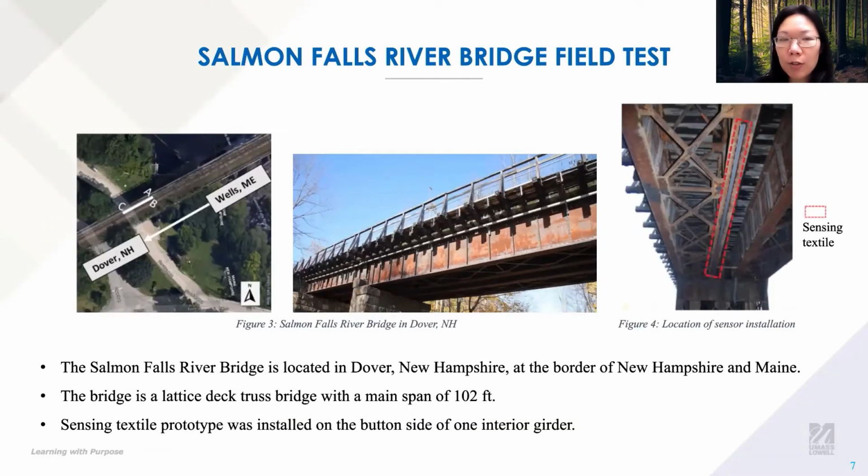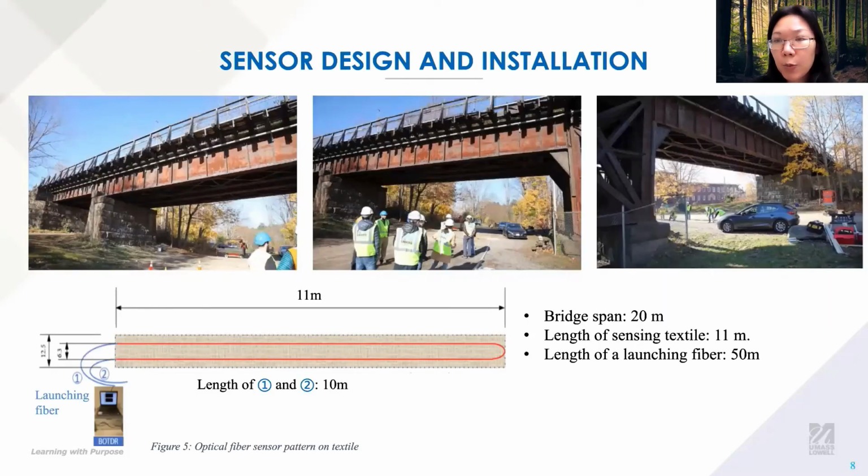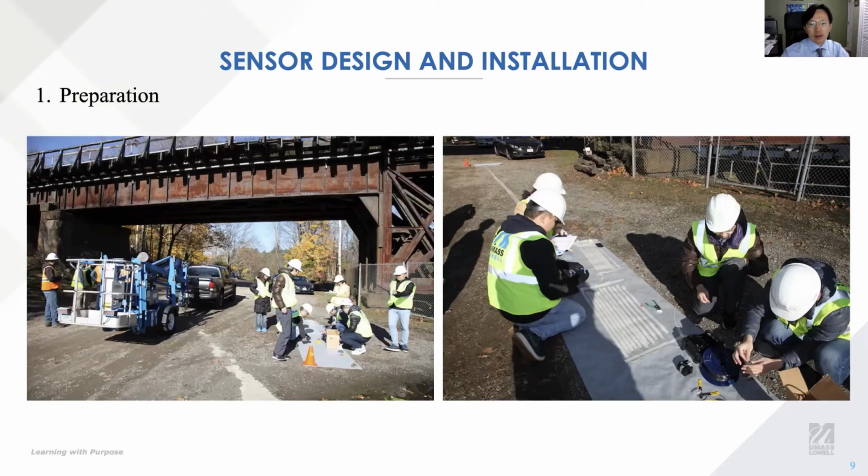After calibration of the sensing textile in our lab, we conducted the field test on Salmon Fall River Bridge, New Hampshire. This bridge is a lattice truss bridge with a main span of 102 feet. We installed this fiber sensing textile underneath this bridge. Professor Yu will talk about the details of this installation process. Thank you, Xingwei.